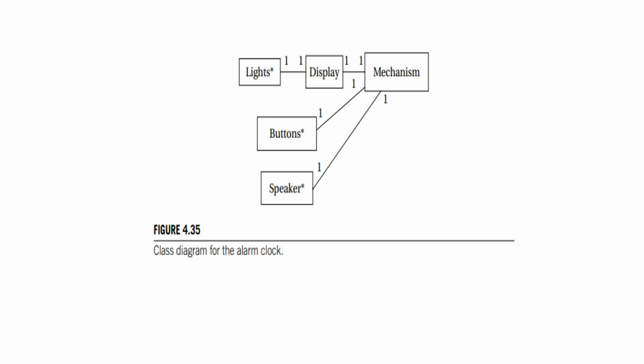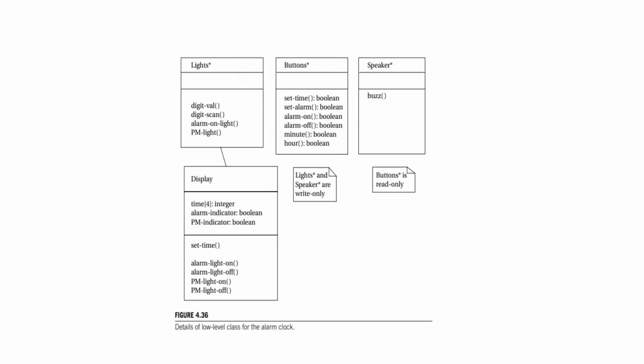So this is the class diagram for the alarm clock. There are lights, display and mechanism, button, and speaker. So these are the details of the lower level classes of the alarm clock. In lights, button, speaker, and display, the classes have variable functions: the digital value, digital scan, and alarm on light, PM light. So this comes under lights. Then button: set time, set alarm, alarm on, alarm off, minute and hour.